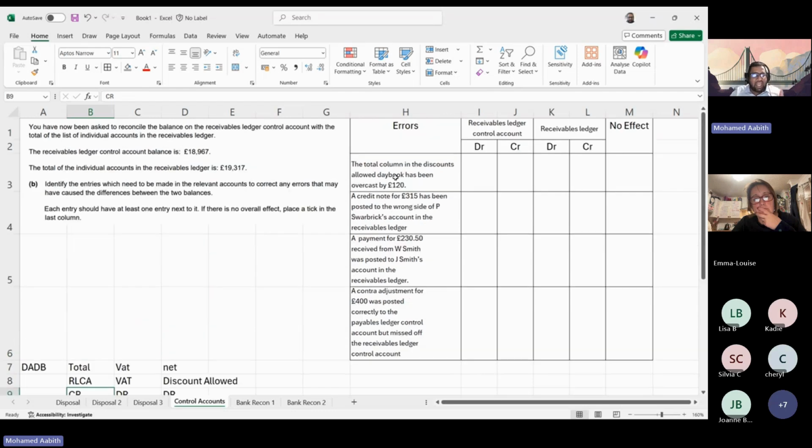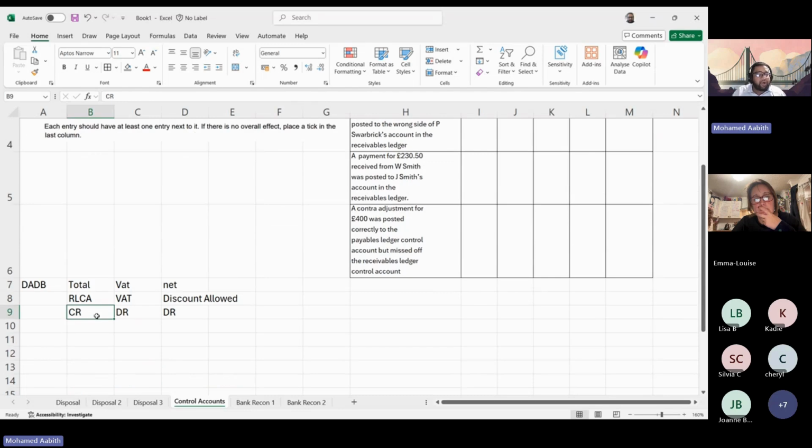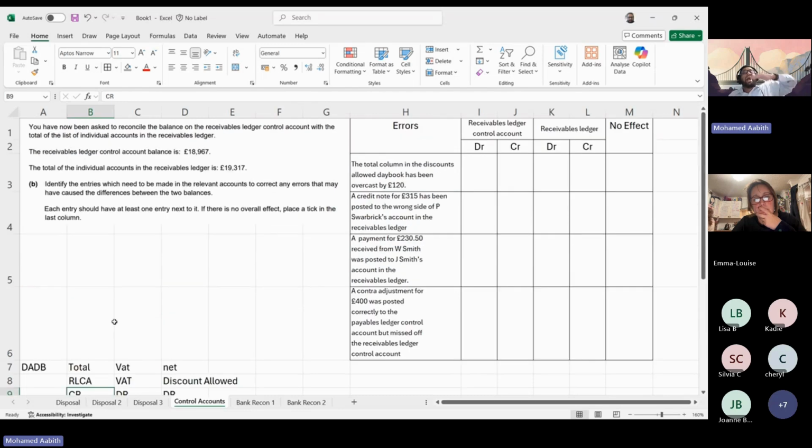So what they're saying here, when we overcasted the total column, the entry on my RLCA was reduced because I put too much on the credit side. So RLCA on the debit side has decreased more. So what we need to do here, we have to put 120 pounds on the debit side to correct it. We put it on the credit side automatically. In the past, my overcast figure increased the credit side. So how am I going to remove it? By putting something on the debit side. So that is the one entry here.